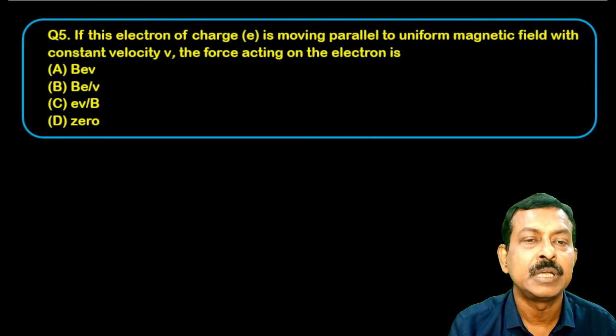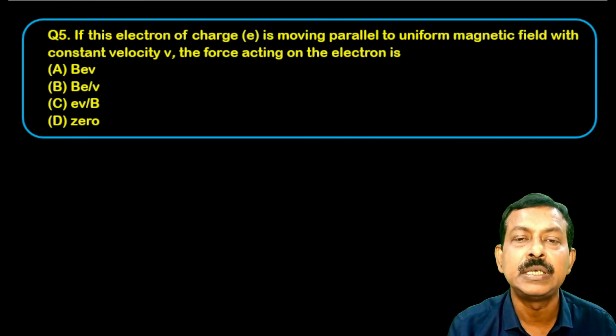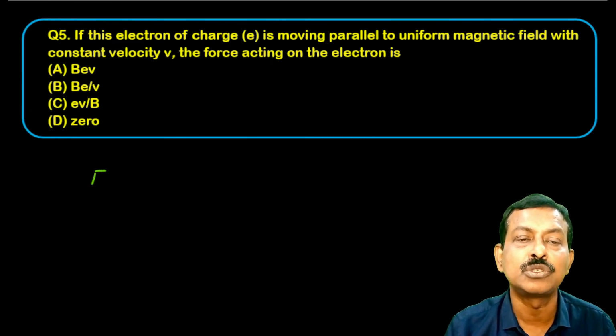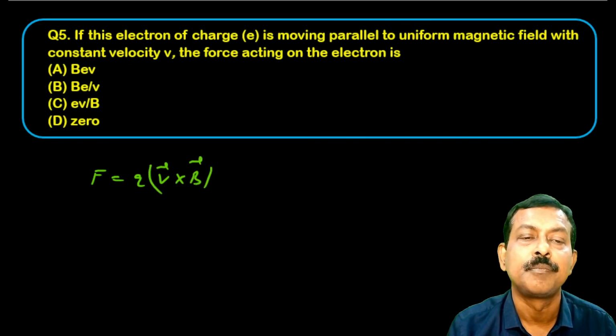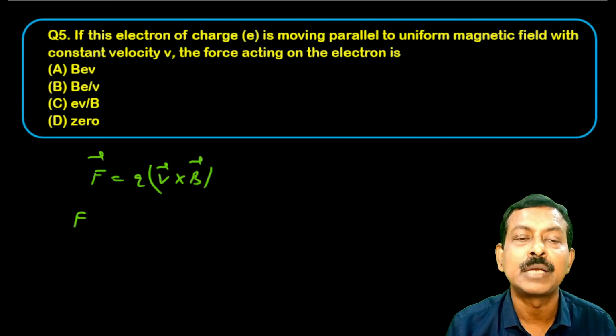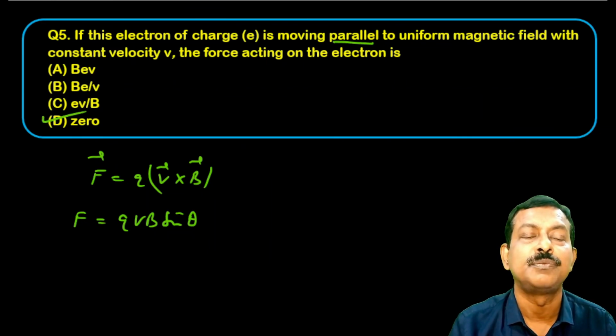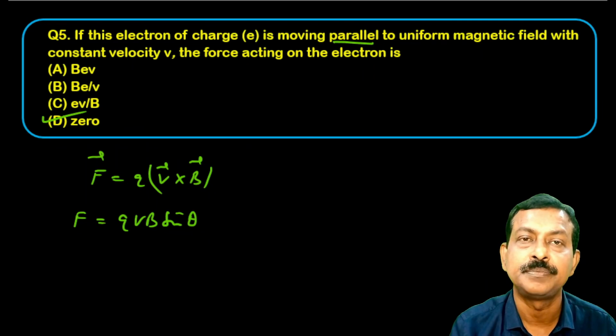The next question. If this electron of charge e is moving parallel to the uniform magnetic field with constant velocity v, the force acting on the charged particle. Now, we know that the force on the charged particle is given as qv cross B. So magnitude wise, it is qvB sin theta, and since it is moving in the direction parallel to the magnetic field, the theta term will be 0. And if theta is 0, that means the force will be 0. So the fourth one will be the correct option.